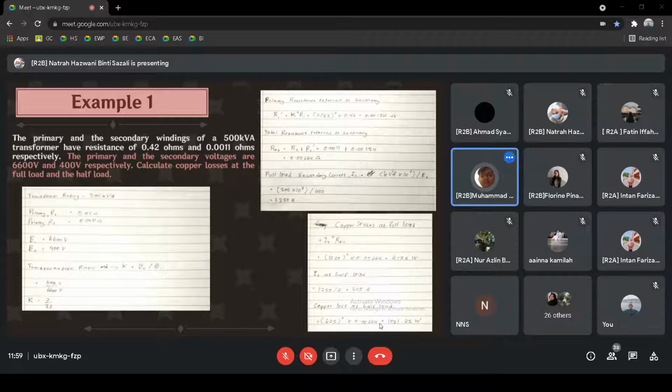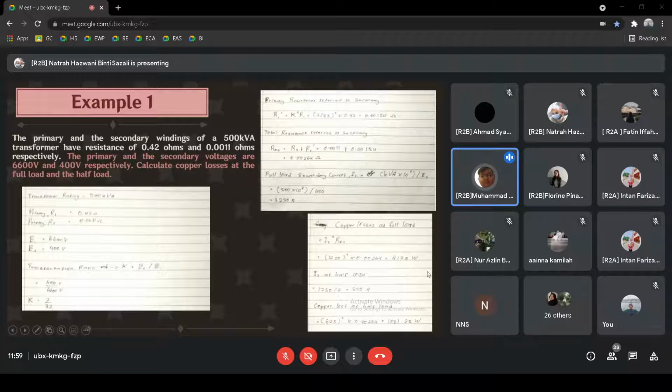The 1250 ampere is the secondary current. So to calculate the copper loss at full load, we take the secondary current squared, multiply by 0.00264. So the copper losses at full load is 4125 watt.